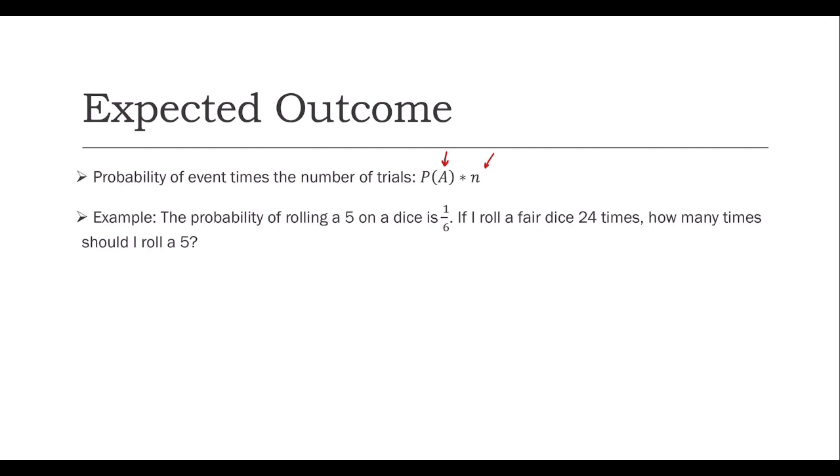So for example, it says the probability of rolling a 5 on a dice is 1 out of 6 because it's a 6-sided dice. If I roll a fair dice 24 times, how many times should I roll a 5? So our probability of rolling a 5 is 1 out of 6, and we'll multiply that by the number of times we're doing it. So 24. 24 and 6 simplify to 1 and 4. So you should theoretically roll a 5 4 times.